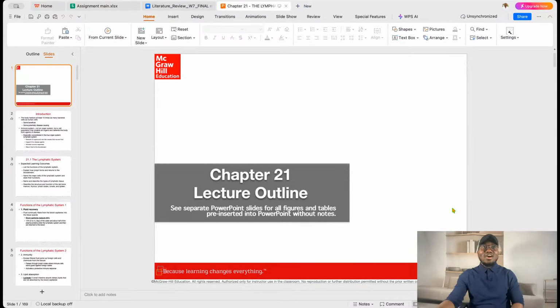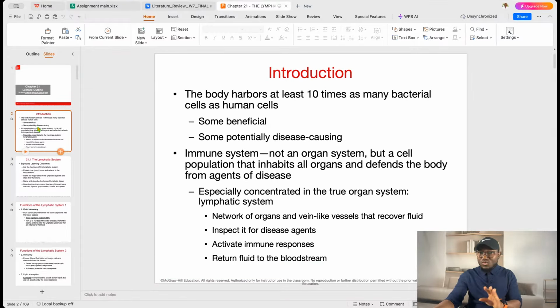I just want to give a very brief review of this lymphatic system, because some people texted me that they have a very difficult time understanding what it's about. I'm not teaching, I'm just giving a very short recap. So we know what the lymphatic system is. It helps to mop up the system and also to checkmate the system. It integrates with the immune system, and the immune system is not just an organ but a cell population that inhabits all organs and defends the body from agents of disease.